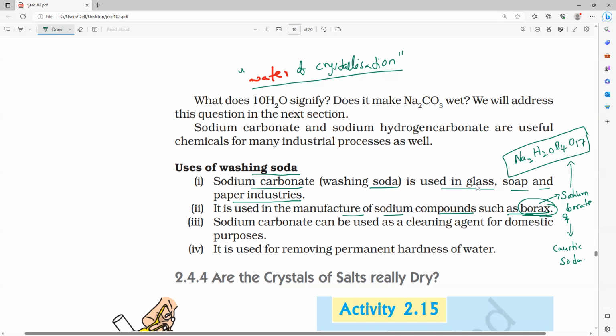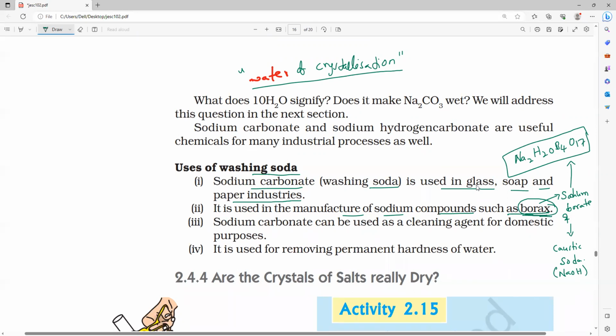This has so many uses, which are not necessary for us; we will just say that. Any problem? Anybody, you can ask me. Clear, guys? So caustic soda. Caustic soda means what, guys? We all know that. Caustic soda is NaOH. So it is one of the most important components for the manufacturing of caustic soda also.